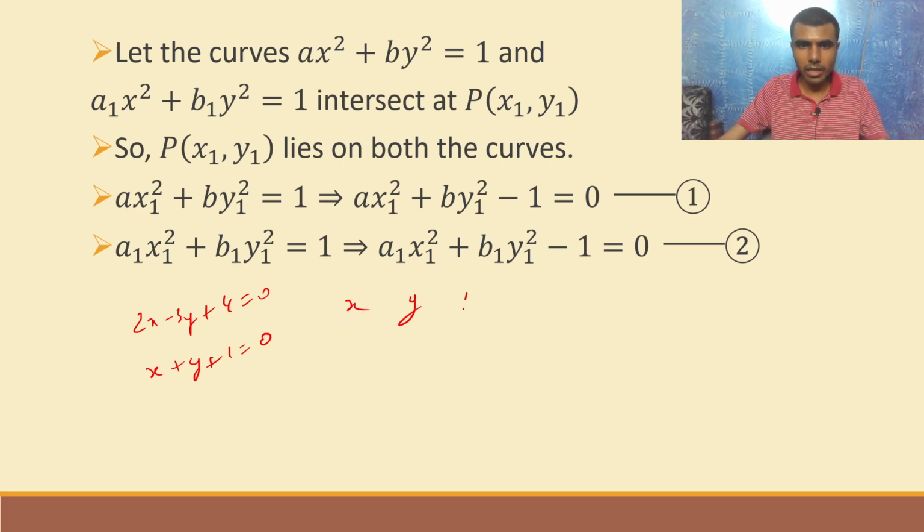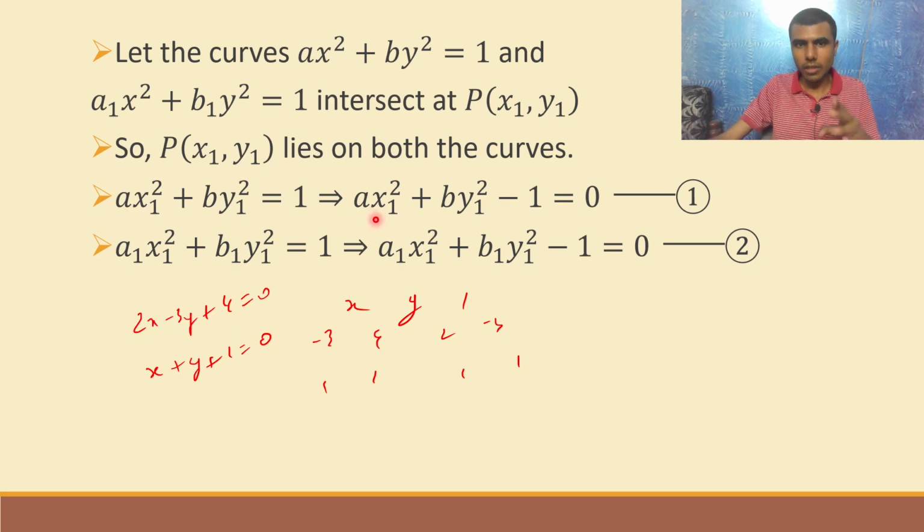Like x and y and 1. In this case, my y coefficient is minus 3, 4, 2, minus 3, 4, 2, minus 3, and here 1, 1, 1, 1. If you see, in a linear equation we have x and y, but here I have x1 square and y1 square. Listen carefully, here I have x1 square and y1 square.